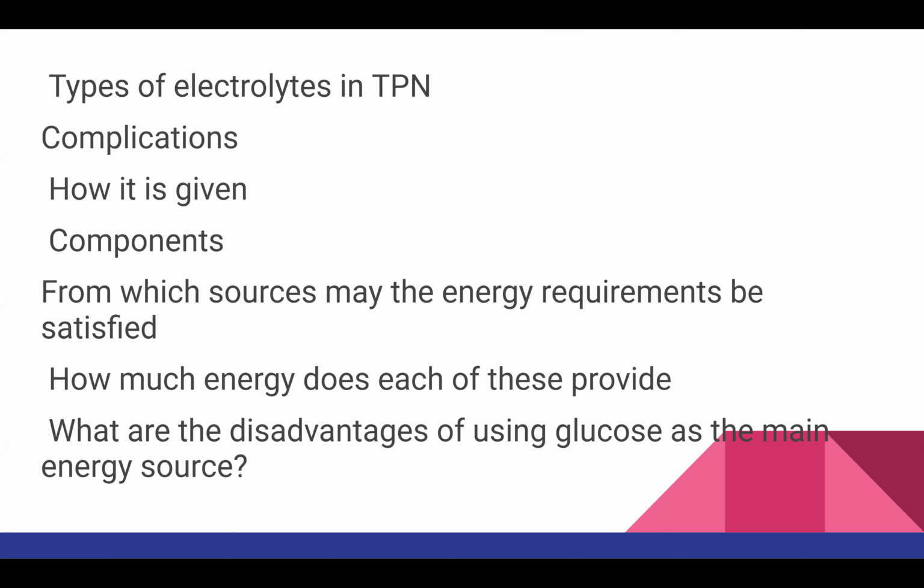So how much energy does each of these components, that is carbohydrate, fat, and protein, provide to the patient? Fat provides 9 kilocalories, proteins provide 4, and carbohydrates also provide 4 kilocalories per gram. Yes. So what are the disadvantages of using glucose as the primary energy source?